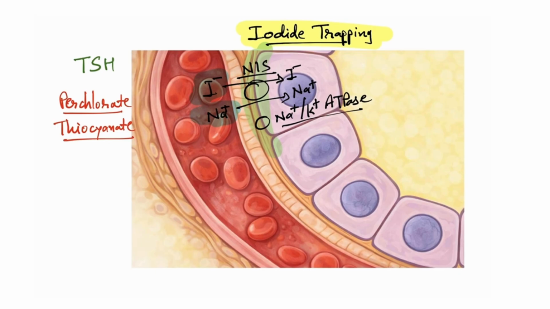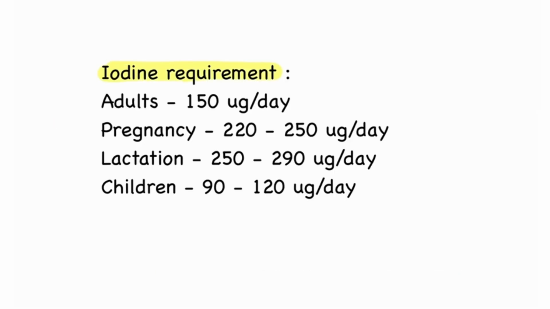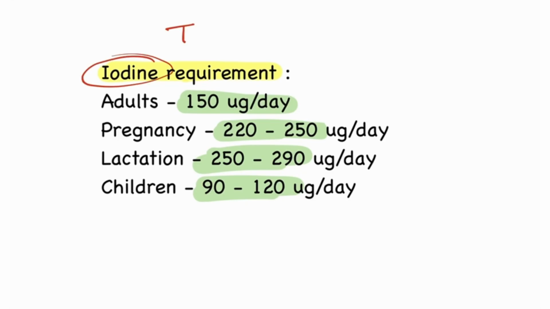Now, an important clinical point: daily iodine requirement. Adults require about 150 micrograms per day. Pregnancy requires about 220 to 250 micrograms per day. Lactation requires about 250 to 290 micrograms per day. Children require approximately 90 to 120 micrograms per day. The only biological role of iodine in the human body is the formation of thyroid hormones T3 and T4.